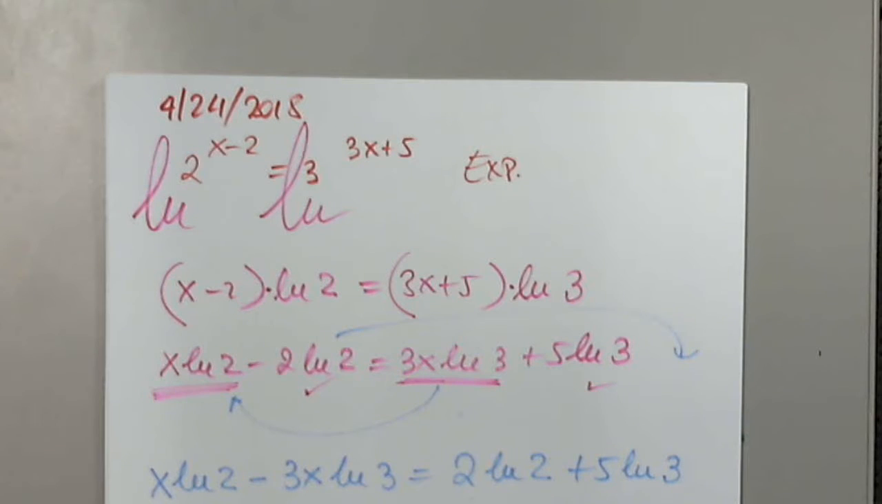My second thought is, can I present both sides with the same base? No. 2 and 3 are prime numbers. There is nothing I can do. If I had a 4 and an 8, yes. If I had a 27 and 9, yes. But 2 and 3, I'm done.